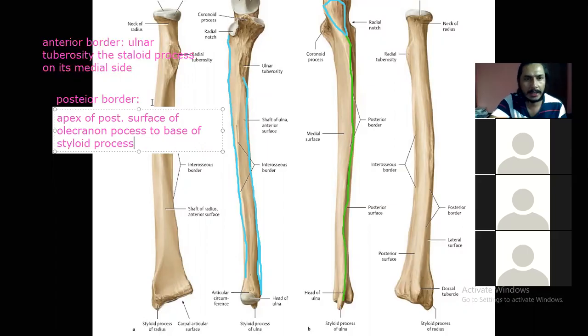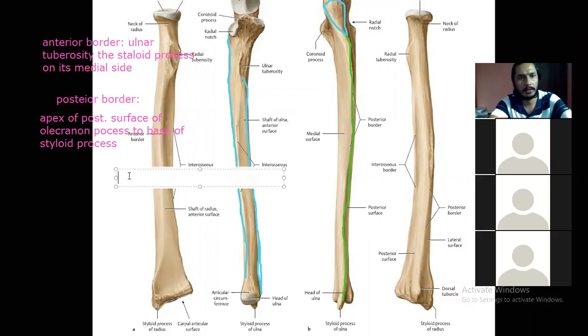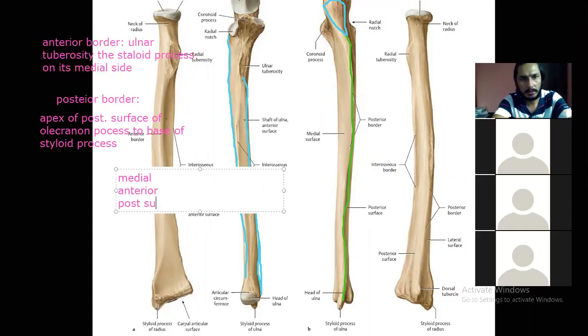Now the next is the surfaces. What are the surfaces? Medial surface, anterior surface, and posterior surface.